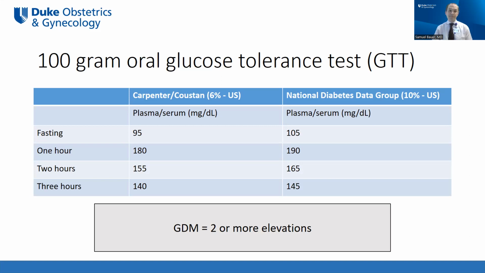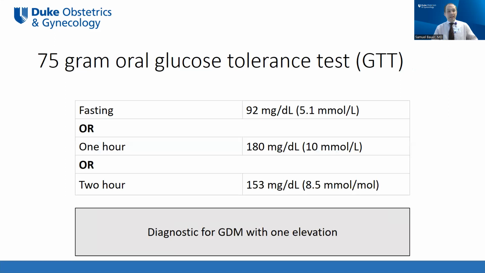And then again, the 75 gram 2-hour test, the values are here. And again, the diagnostic criteria is for one elevation, keeping in mind what I had said earlier: if you have one value that's 92, that would essentially give a patient the diagnosis of gestational diabetes, but it is also within the range that we look for when we're following patients' blood sugars throughout their pregnancy.